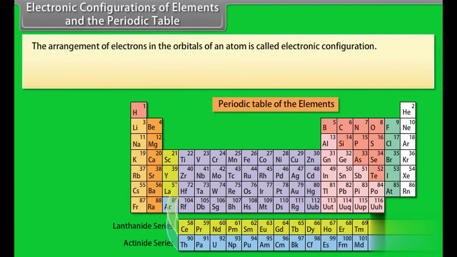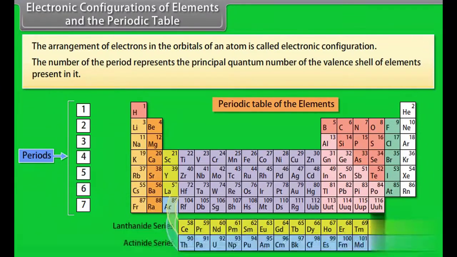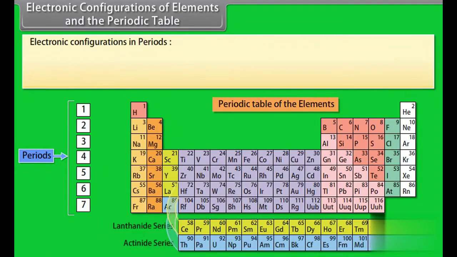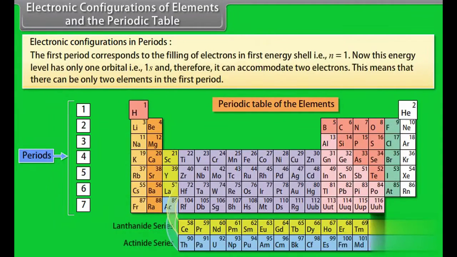Electronic configurations of elements and the periodic table. The arrangement of electrons in the orbitals of an atom is called electronic configuration. The number of the period represents the principal quantum number of the valence shell of the elements present in it. Electronic configurations in periods. The first period corresponds to the filling of electrons in the first energy shell, that is, n equals 1. This energy level has only one orbital, 1s, and therefore it can accommodate 2 electrons. This means there can be only 2 elements in the first period.